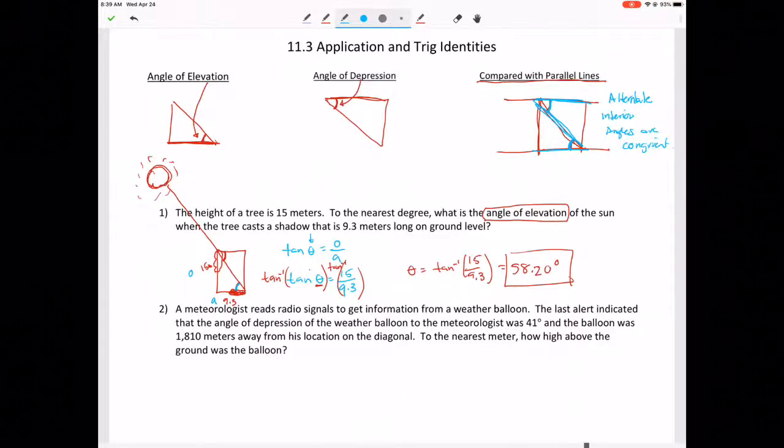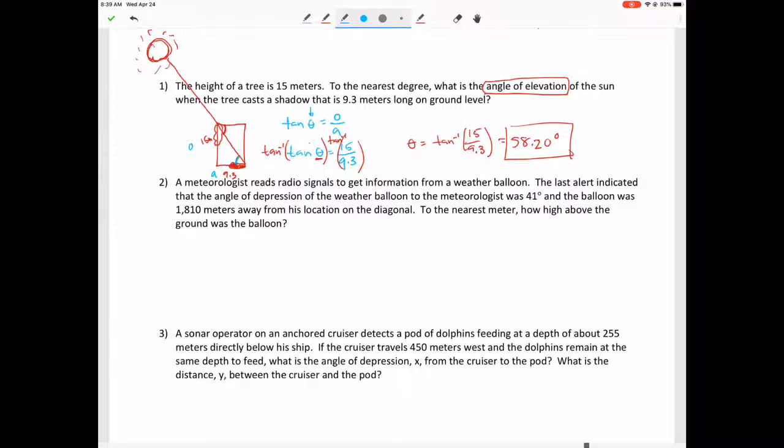Okay, all right, so let's look at this meteorologist problem. He reads a radio signal to get information from a weather balloon. The last alert indicated that the angle of depression of the weather balloon to the meteorologist is 41 degrees. So we have the weather balloon, and the angle of depression here would be 41 degrees from the meteorologist.